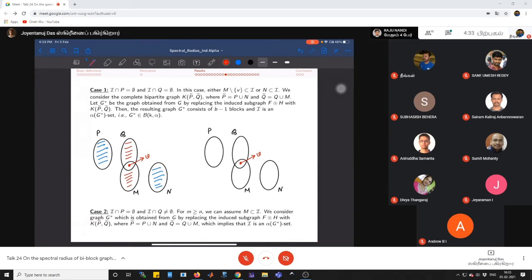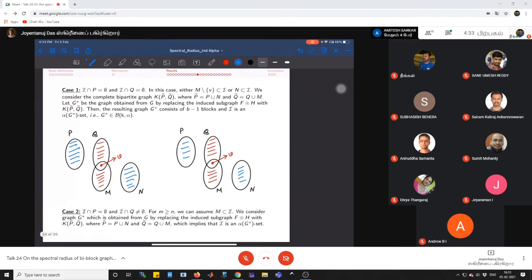So next case is if I intersection P is empty and I intersection Q is not empty. Okay. So for M greater than or equal to N, you can assume that M belongs to I. Then we consider the graph, taking the union of Q and N and the union of P and N. So this will do the same thing, that we are increasing the spectral radius if we join these two.